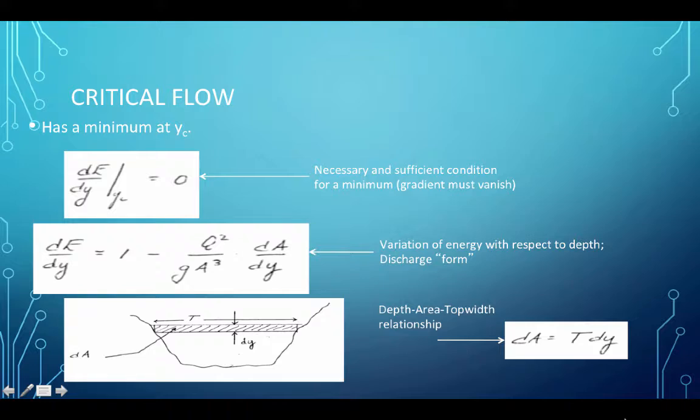So the minimum depth occurs where the dE dy is equal to 0. That's the necessary and sufficient condition for a minimum. The gradient must vanish. We'd already know that dE dy equals 1 minus Q squared over gA cubed times dA dy. dA we know is equal to T dy. So dA dy is equal to the top width as a function of y. That will come in handy.